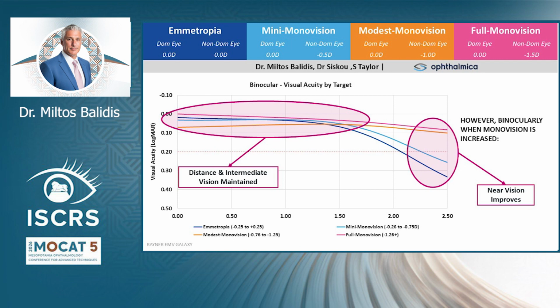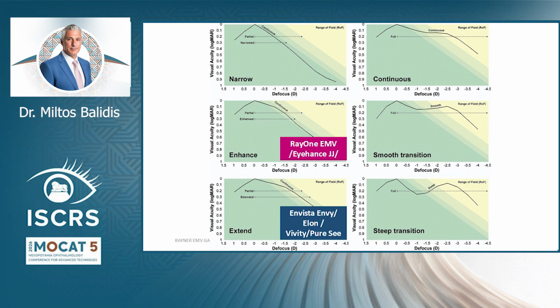If we try to do now everything as a binocular test, look, mini monovision is very good for distance, better for near. Modest monovision up to 1 diopter in one eye, and you have a very nice continuous vision from distance up to 3. So this is something very important to know. With these lenses, you don't need to do monovision more than 0.75 to have a continuous vision for all different distances. And this is what you have with binocularity. Near vision improves, distance remains the same.